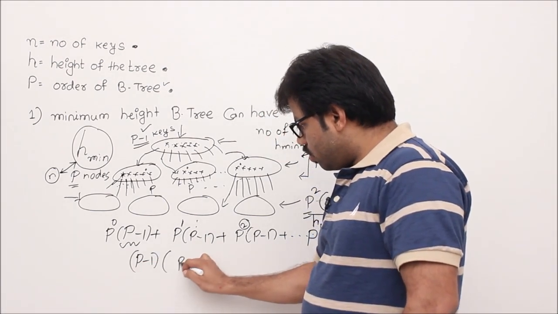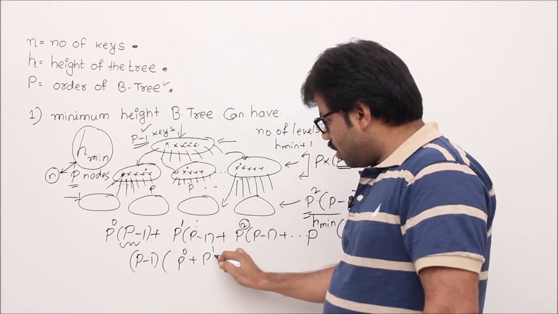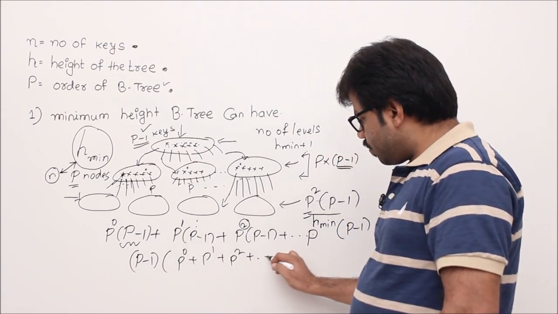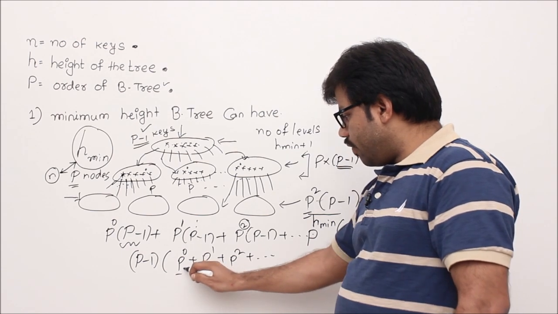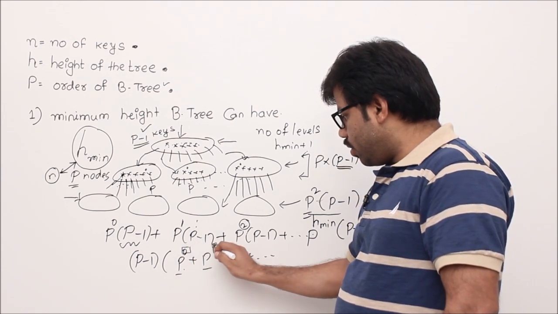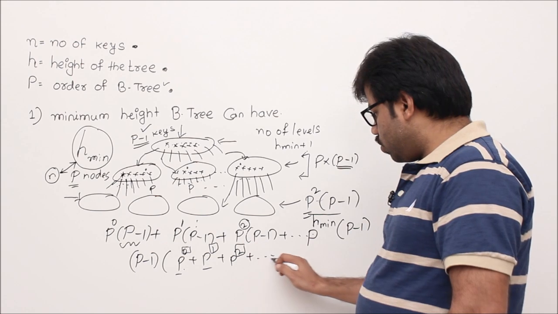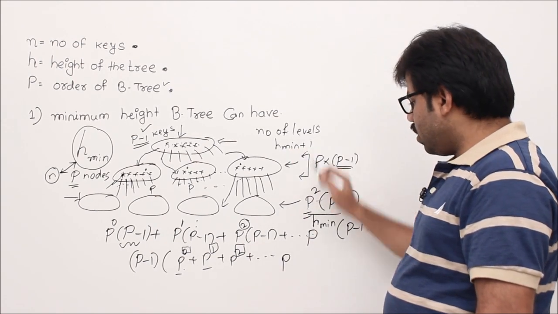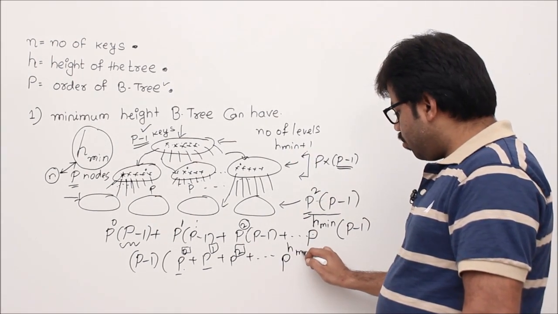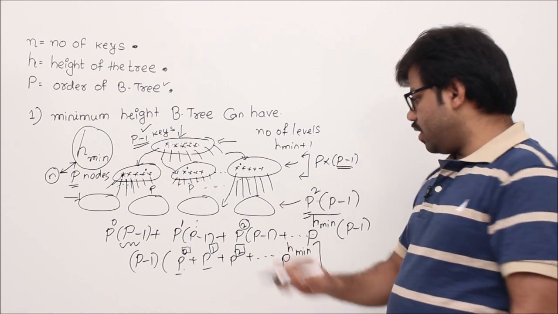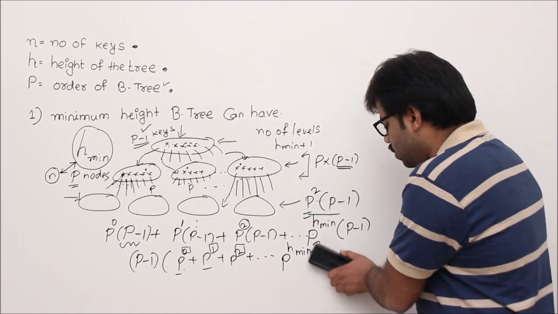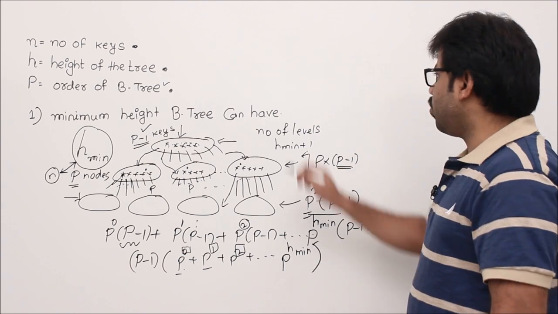P power 0 plus P power 1 plus P square, and so on. See, in level number 1 the power is 0, in level number 2 it is 1, in level number 3 it is 2, and in level number h min plus 1 it is simply P power h min. Now if I simplify it, it is a GP series. We know the formula, remember.